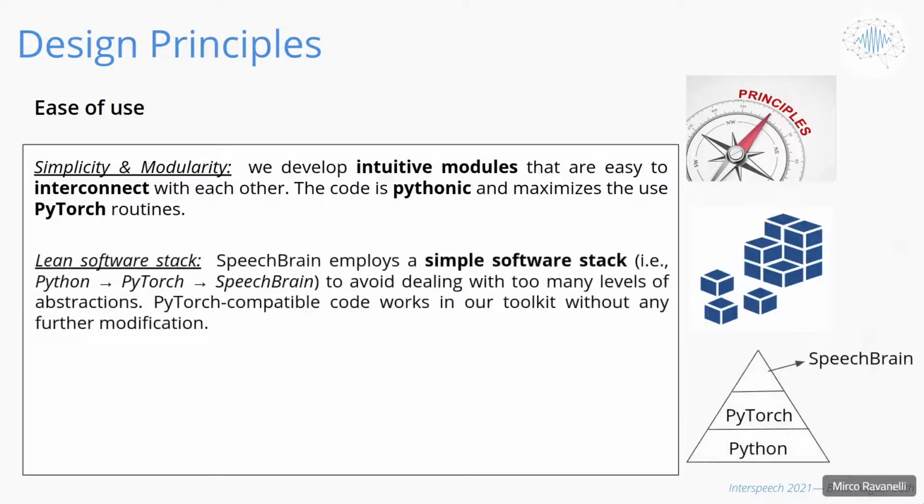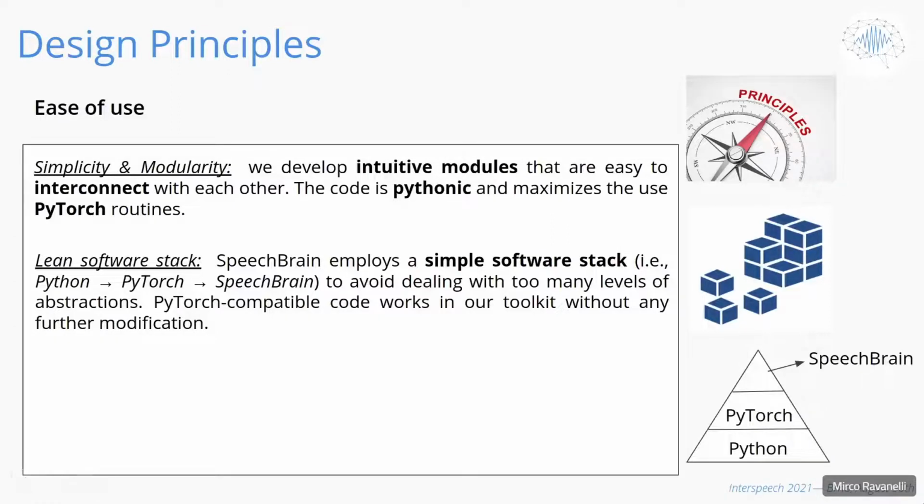We try to stay with a lean software stack. So in SpeechBrain you have Python. On top of Python you have PyTorch, and just on top of PyTorch you have SpeechBrain. There isn't any other level of abstraction here, which we think can make life of the users a little bit easier.